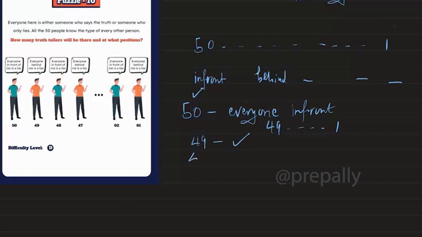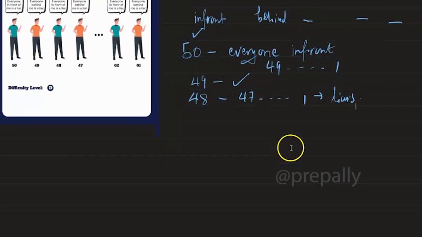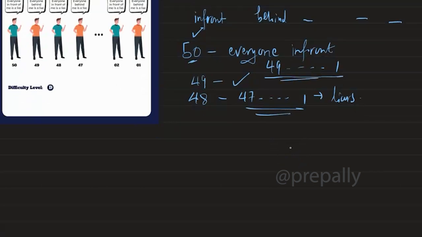But then you go to 48. 48 says everyone in front of them is a liar. 48 says that 47 all the way to 1 are all liars. But you notice that this is a true statement because 50 said everyone from 49 to 1 is a liar. And according to 48, 47 to 1 are all lying. So 48 is making a true statement according to our assumption.